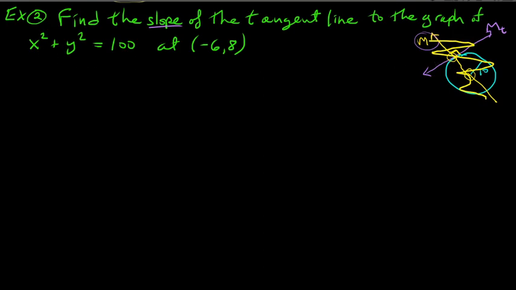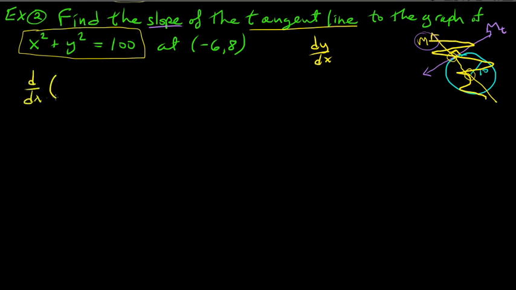So here we're going to actually use calculus to do this, right? And here's how we're going to do it. How do you find the slope of the tangent line? Well, we need the derivative. We need dy over dx. So how can we do that with this equation? Just take the derivative of both sides, right? Implicitly. So take the derivative of x squared plus y squared on the left, and then take the derivative of 100 on the right.